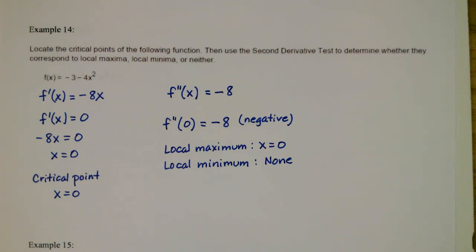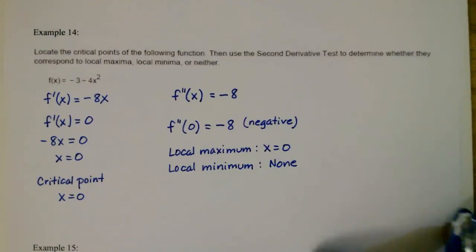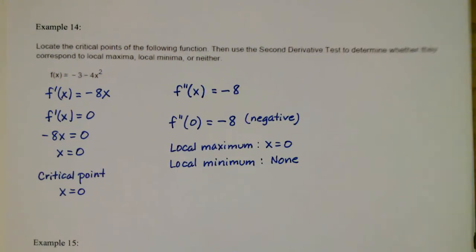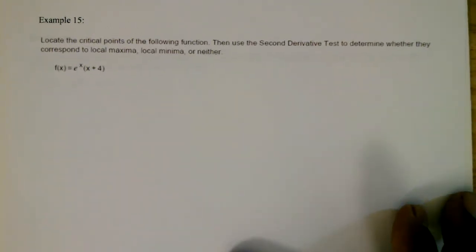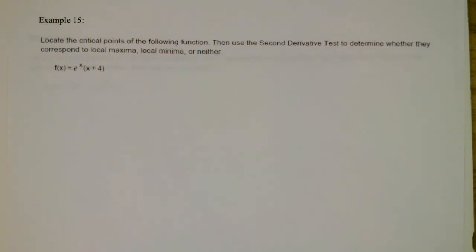All right, let's try this next example here. Let's say we've got f of x equals e to the x times the quantity x plus 4. I want to locate the critical points for that function and then use the second derivative test to determine whether they correspond to a local maximum, a local minimum, or neither.